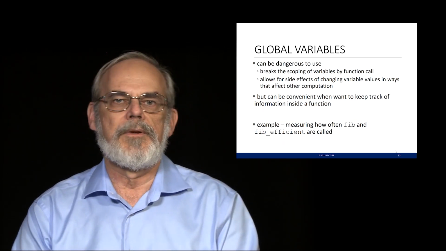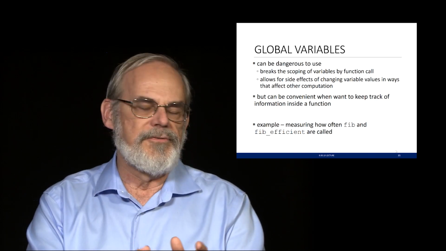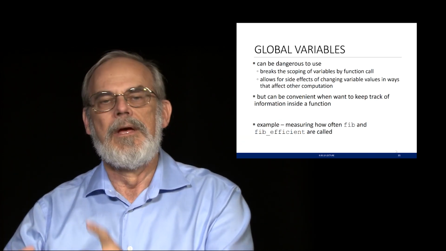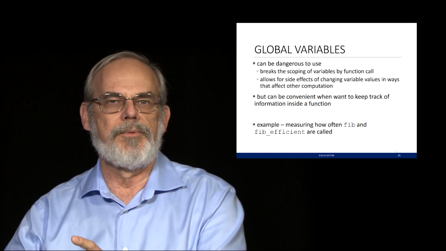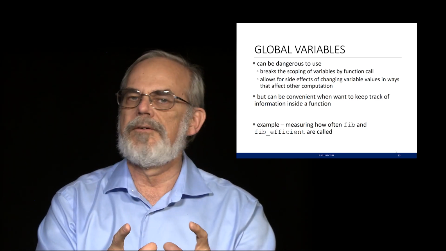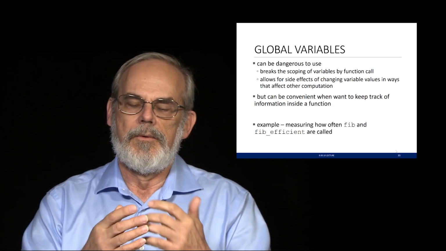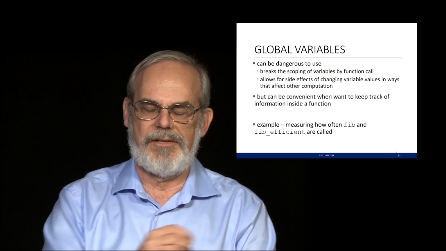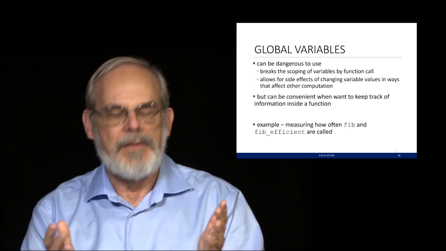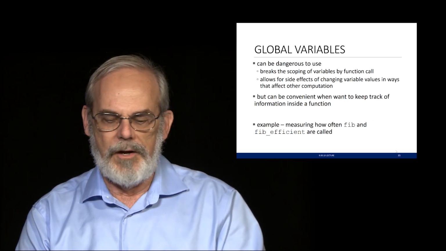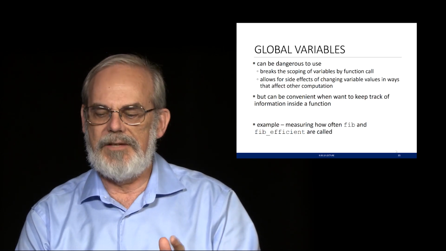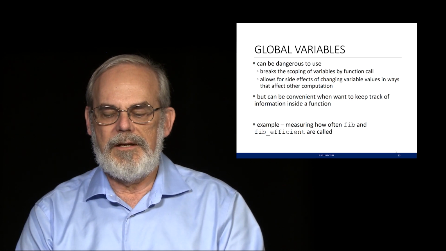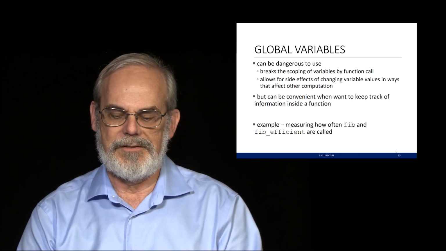Remember when we were looking at a recursive function and we'd call fact on something and it would call fact on a smaller argument, and that would create a separate scope, and the value of the parameter in that scope was the one we would use, and it would be different from the value of the parameter in a different scope. With global variables, we're going to have the ability to move that access to that variable out of scopes, and that's why it's dangerous to do. It also allows for side effects because we can change variable values in ways that affect other computation. But it's going to be really handy if we just want to keep track of information inside of a function.